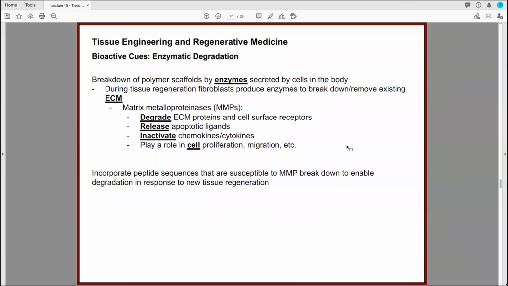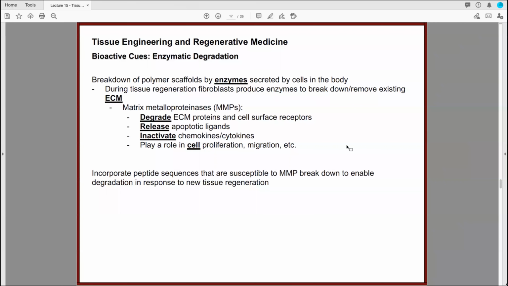So they incorporate these peptide sequences covalently when we want to release these growth factors that are susceptible to the matrix metalloproteinases breakdown. So that enables the degradation in response to new tissue regeneration. So when we're thinking about a scaffold remaining in the body for just about the right amount of time in order to allow for repair, the incorporation of these cross-linkers, which are degraded by these enzymes, is an ideal way to do it.